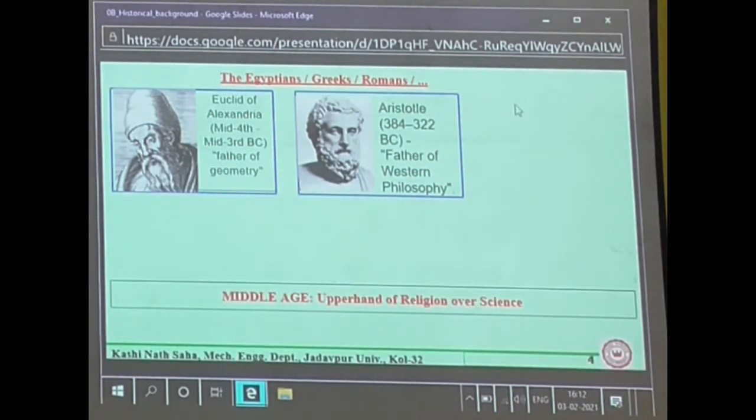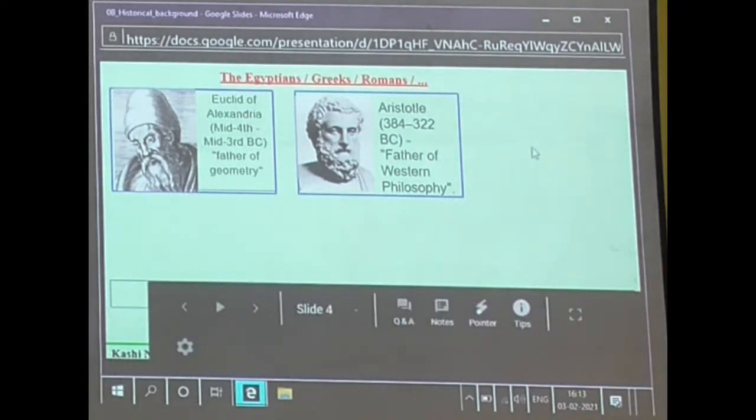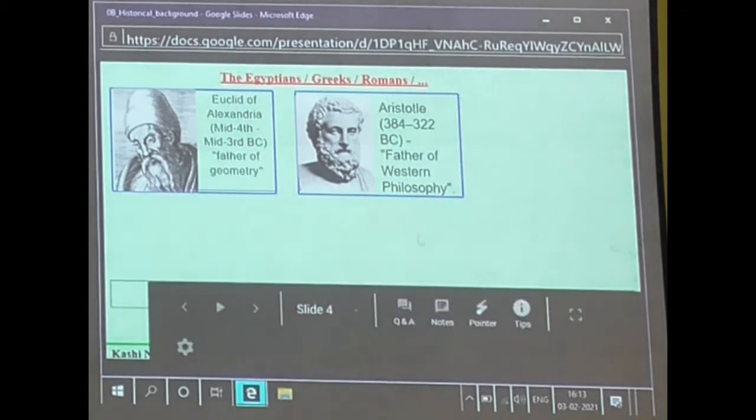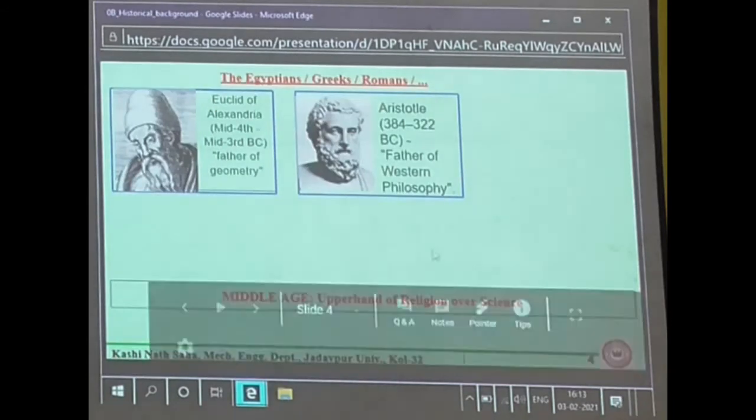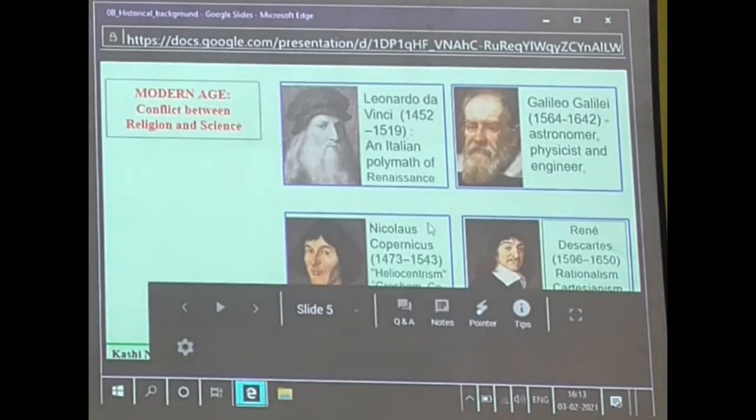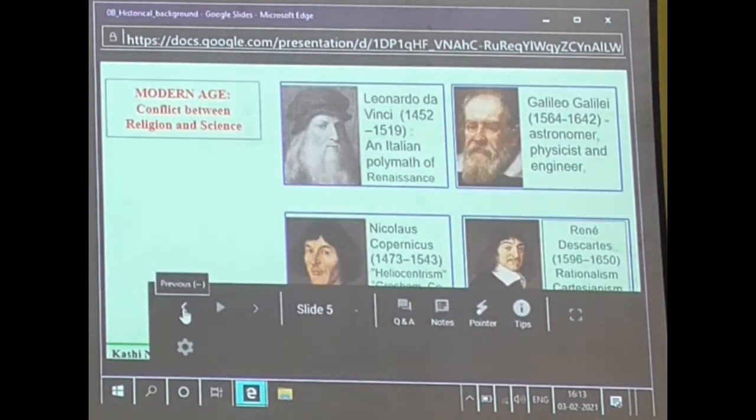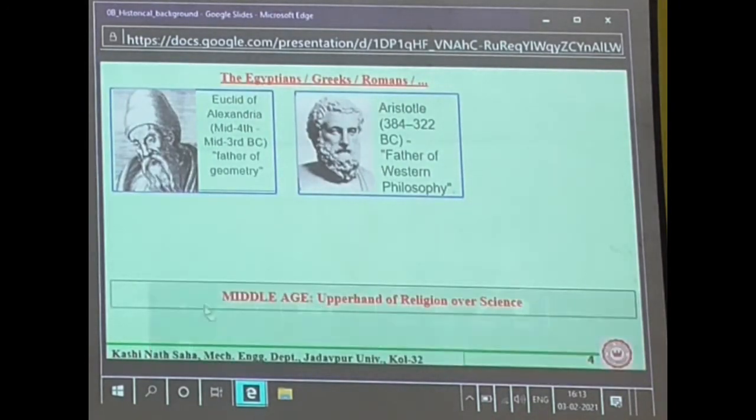So Romans conquered everything. And then what happened? This Roman Empire took up Christianity as the religion in 300 AD. That means about 1700 years ago, 300 years after the death of Christ. So now, from that period when Christianity was taken up as the official religion by the Roman Empire, at that time, this is called the Middle Age.